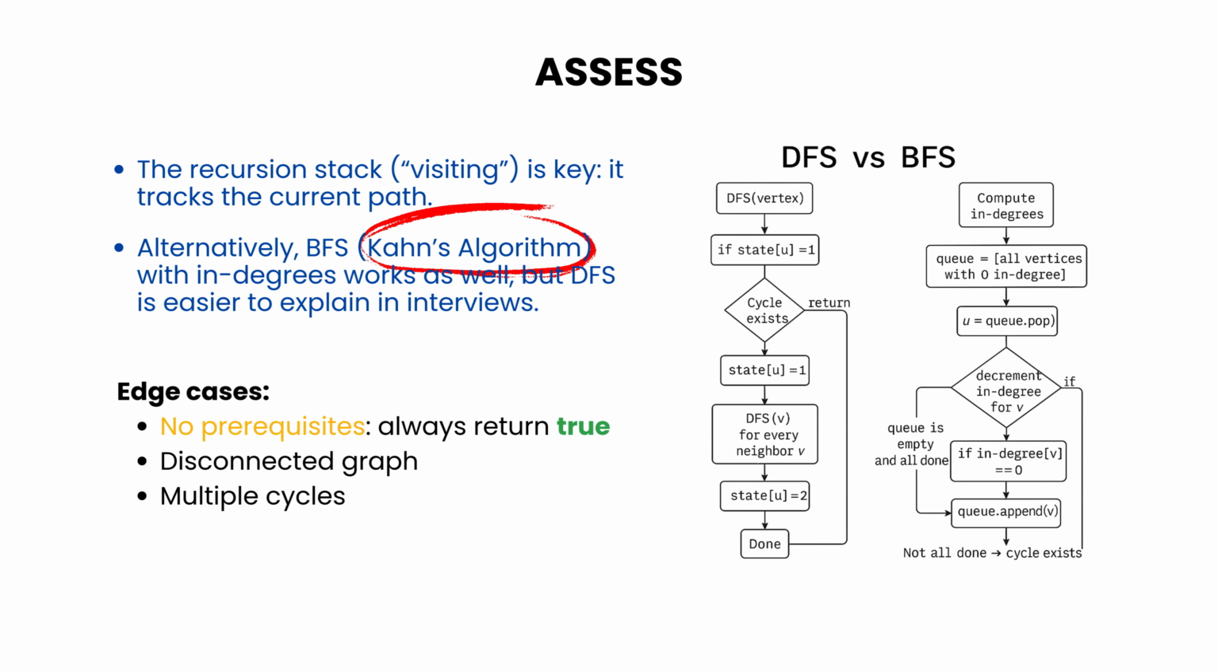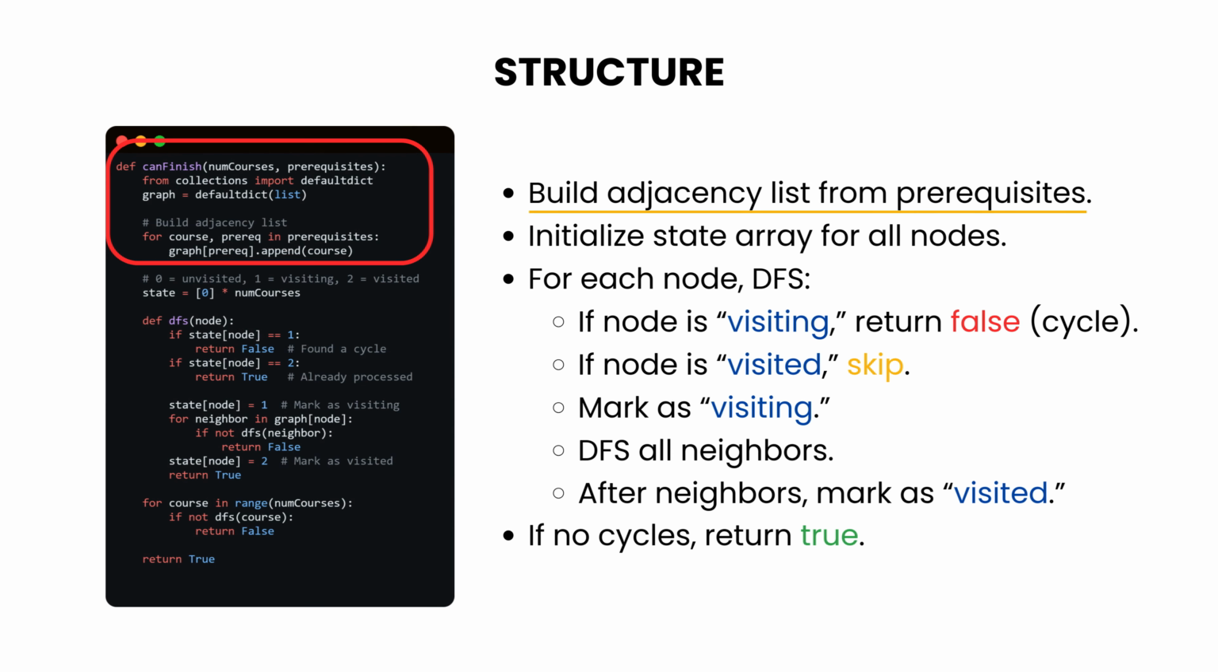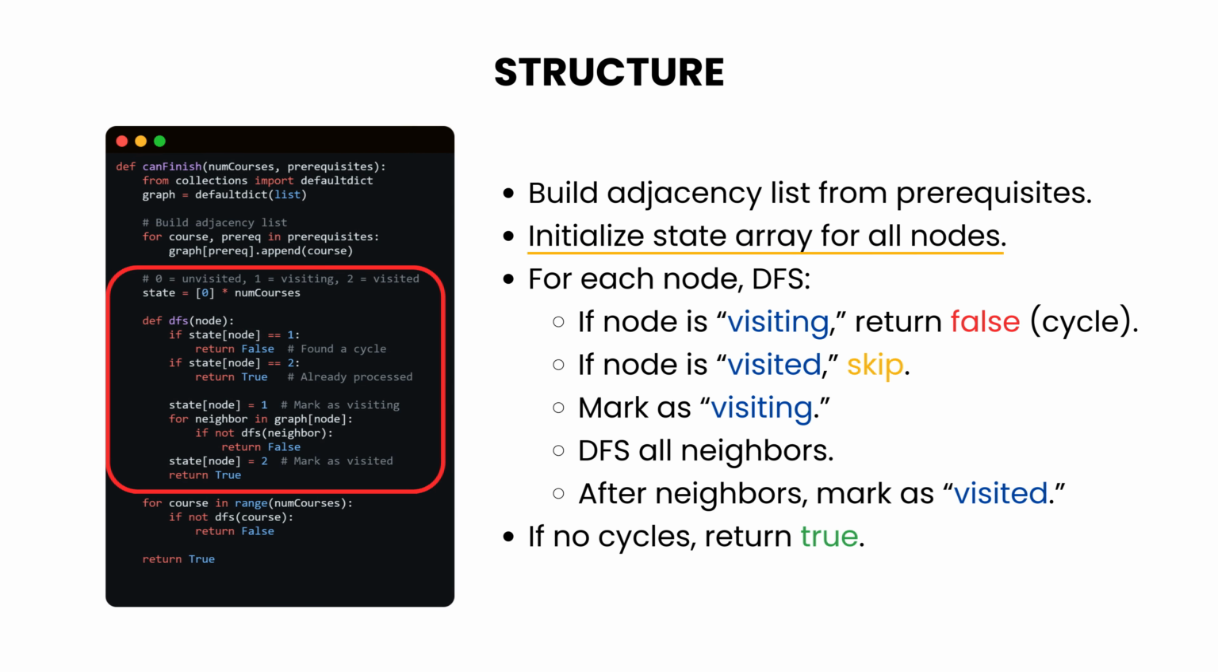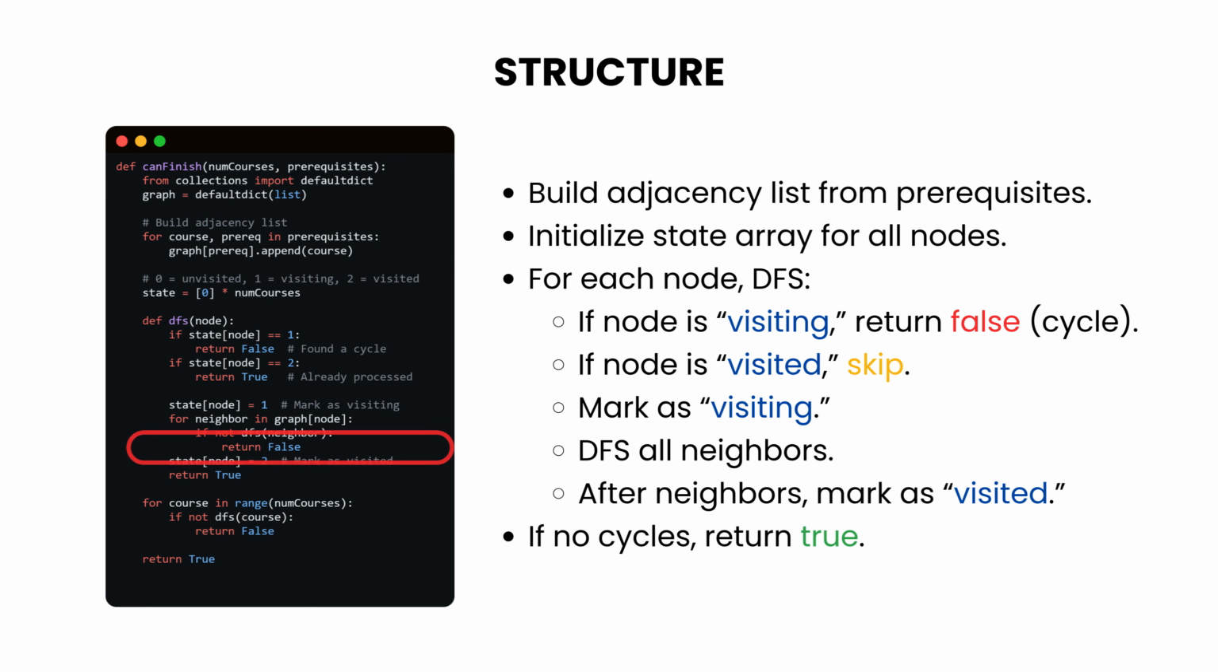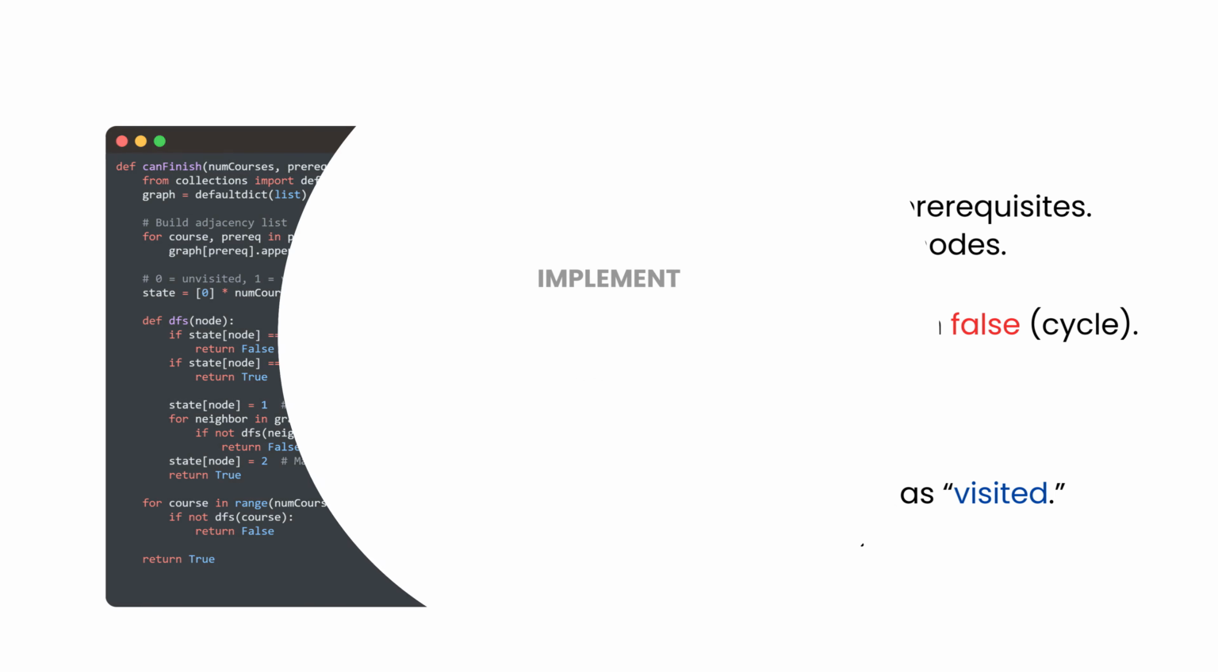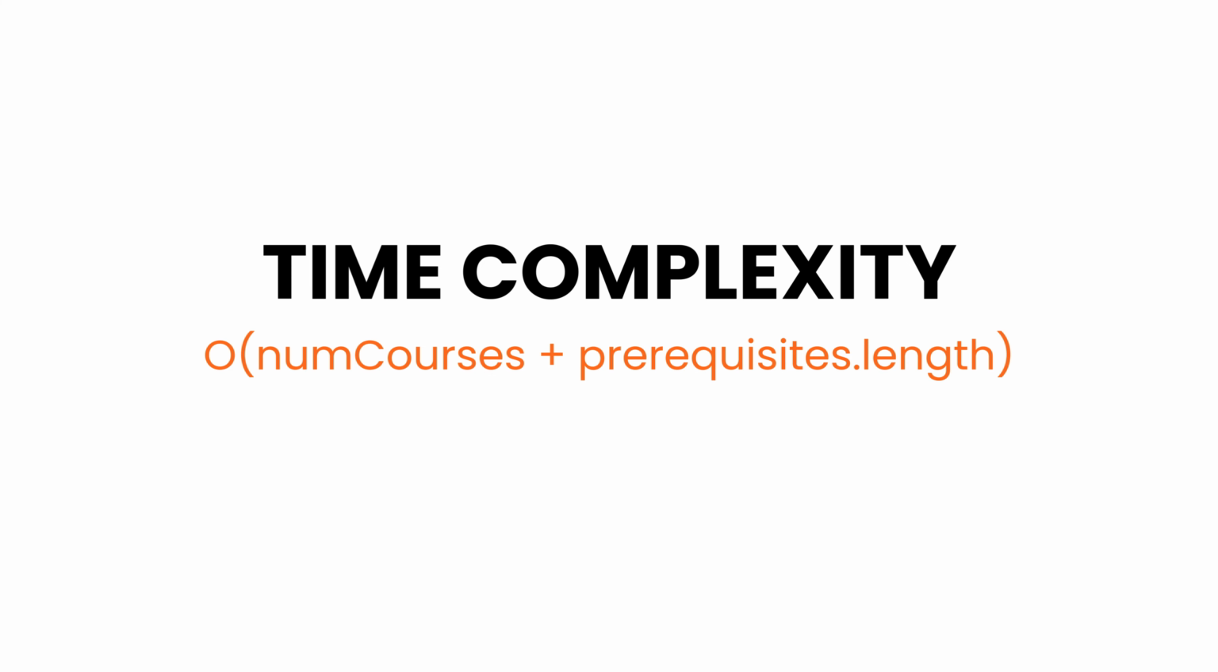Edge cases. No prerequisites: always return true. Disconnected graph: some courses with no dependencies. Multiple cycles. Build adjacency list from prerequisites. Initialize state array for all nodes. For each node, DFS. If node is visiting, return false, cycle. If node is visited, skip. Mark as visiting. DFS all neighbors. After neighbors, mark as visited. If no cycles, return true. Let's try to implement it using solution 1. Time complexity: numCourses plus prerequisites length.